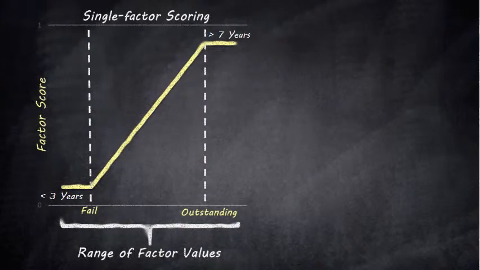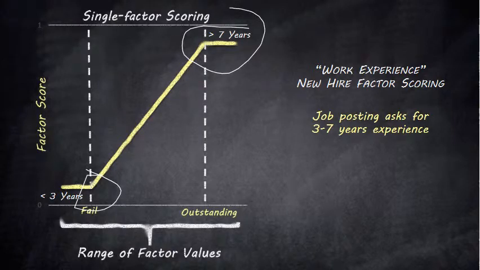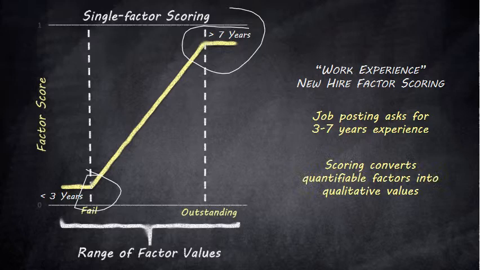I'm going to use work experience as an example of quantitative scoring. In this case, we have 2 criteria that set thresholds. The job posting asks for 3 to 7 years experience. Below 3 years is a fail, above 7 years doesn't provide any extra benefit. Using a scoring system like this converts the numeric factor of years of experience into a qualitative value, which we can use in making the decision.